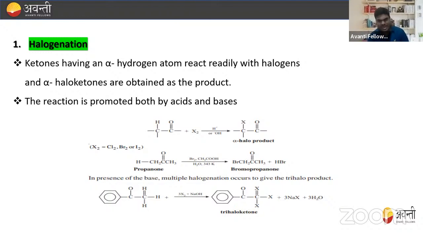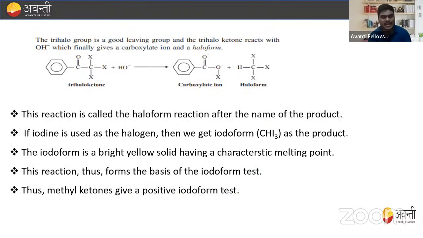Similarly, if we have a methyl ketone like this, then we'll get the trihaloketone, right? The trihalomethyl group is a good leaving group, and the trihaloketone reacts with OH, which finally gives the carboxylic acid. Now, this reaction is called the haloform reaction after the name of the product.